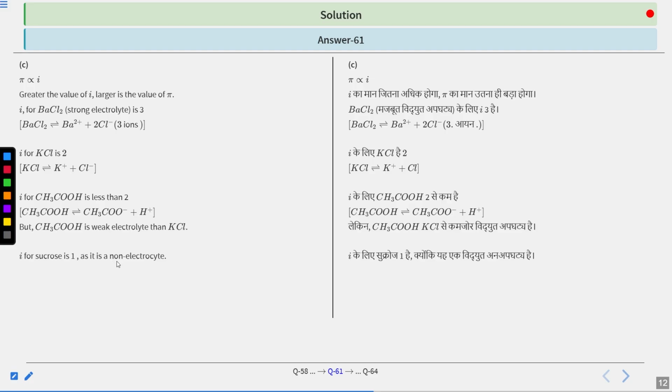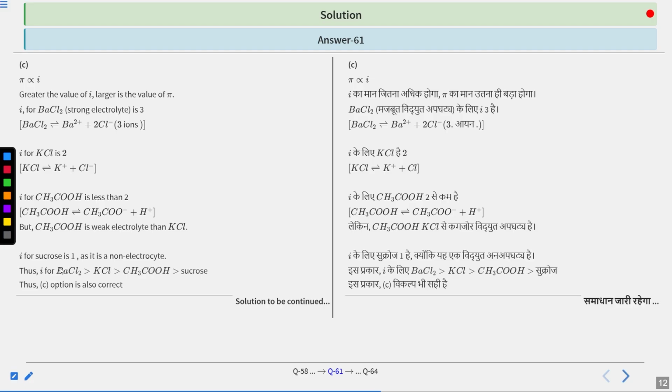So one molecule of sucrose will be 1 molecule. It will not dissociate in water. And therefore, arranging in the order of the i, we get barium chloride first, potassium chloride, acetic acid, and then sugar. So therefore, option C is also correct.